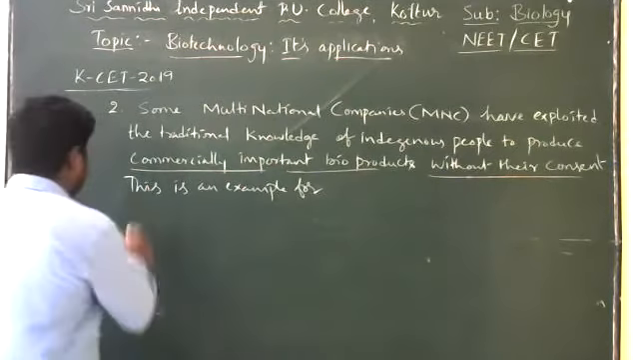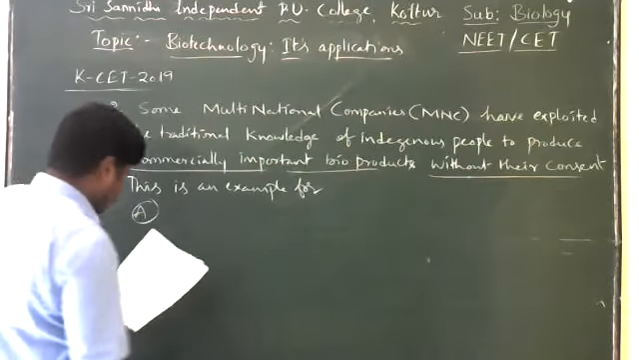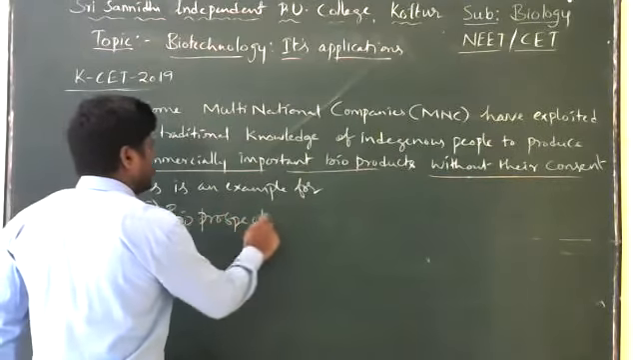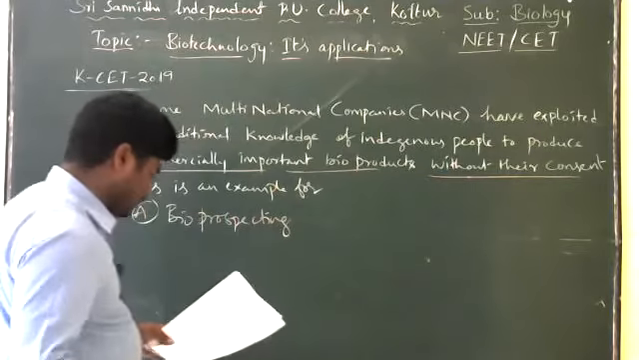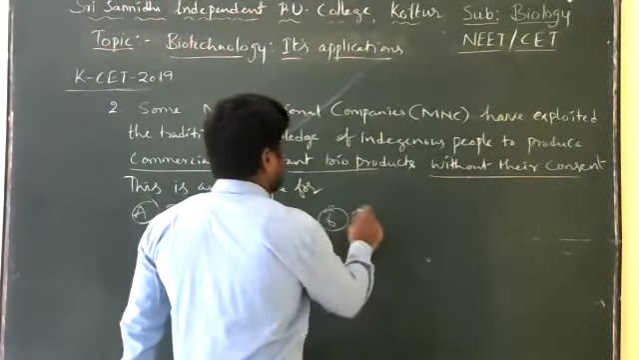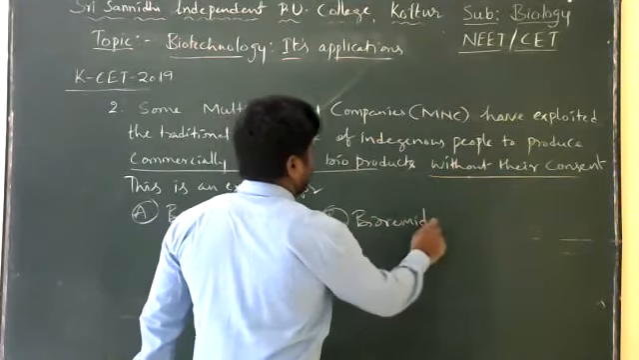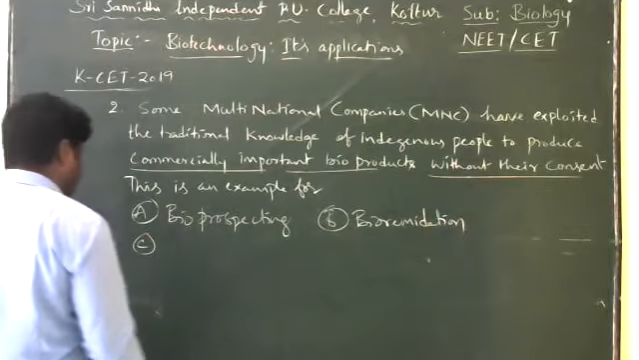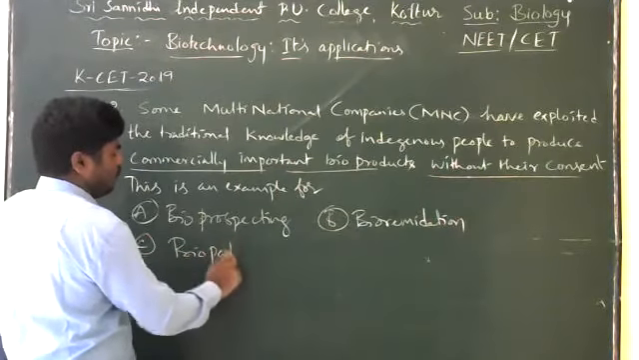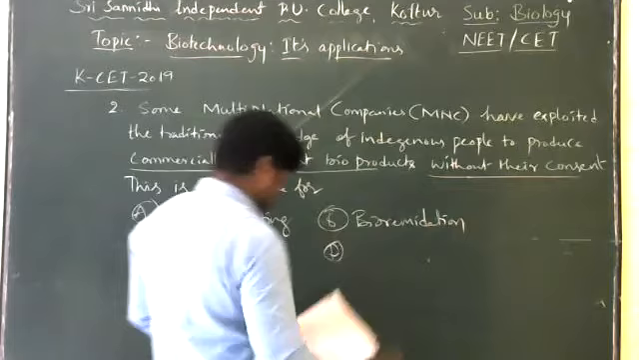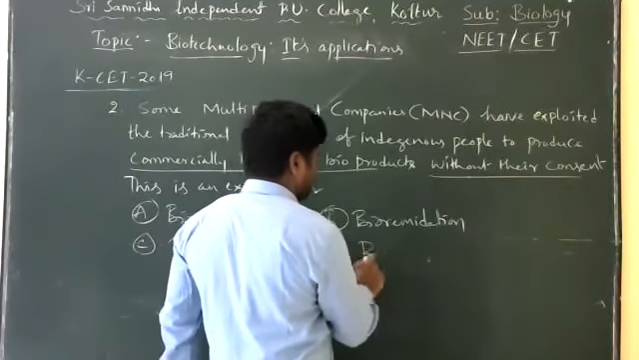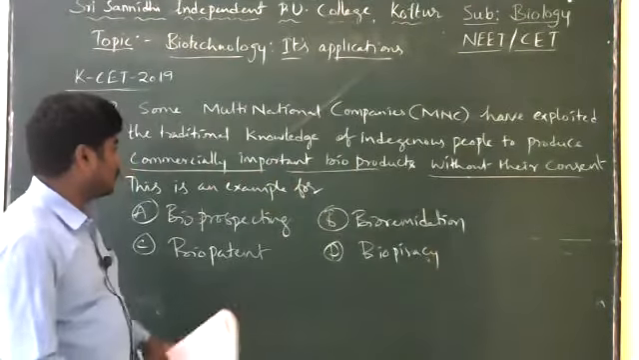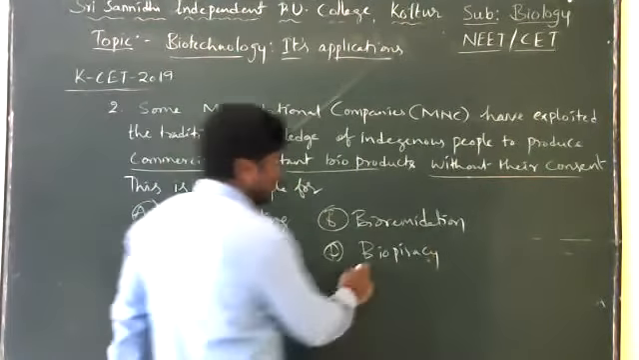So what do we call this method? Given options: A, bioprospecting. Next, B, bioremediation. Next, C, biopatent. Next, D, biopiracy. So which is correct regarding this? Biopiracy is the correct answer.